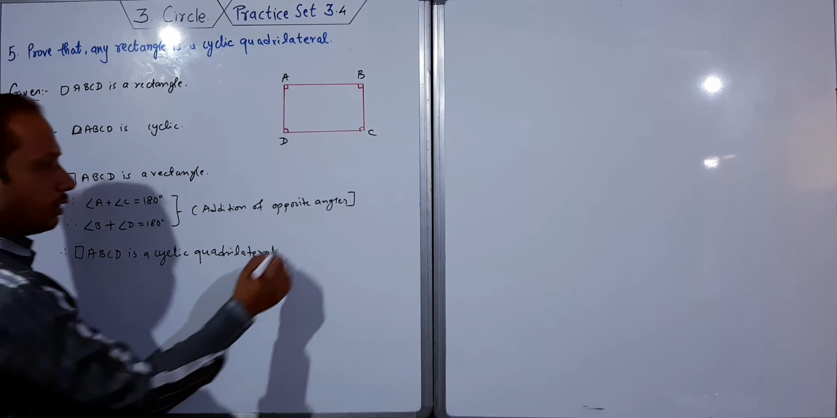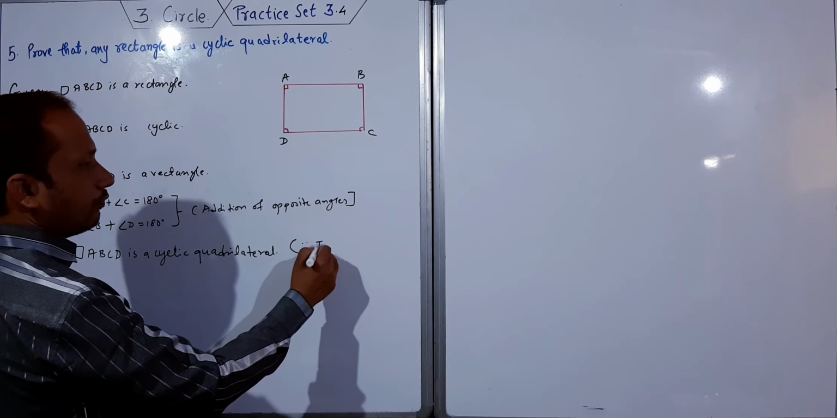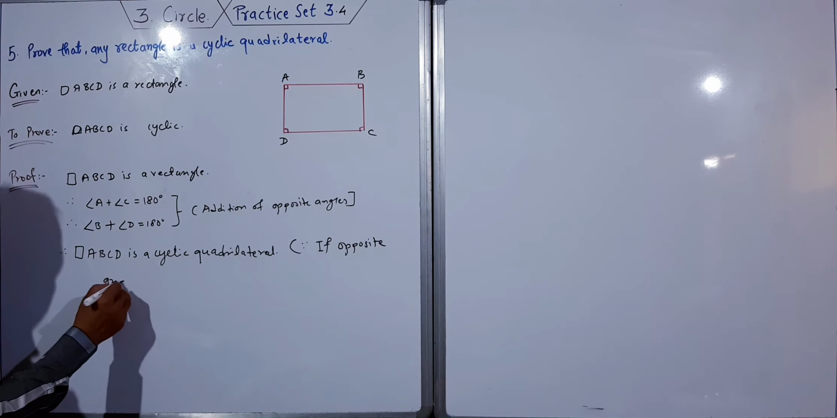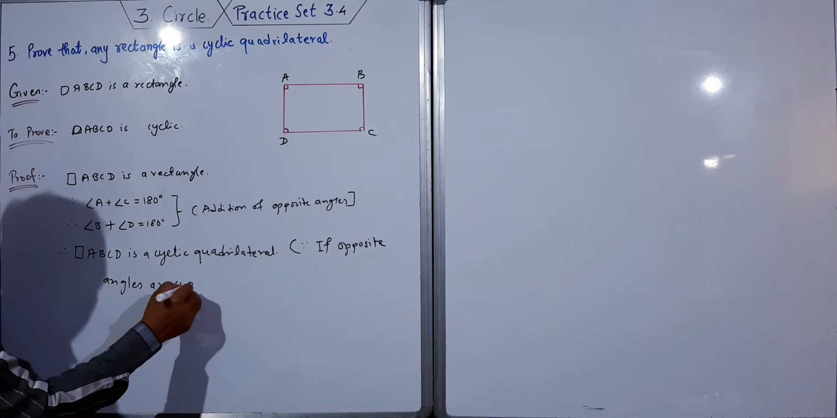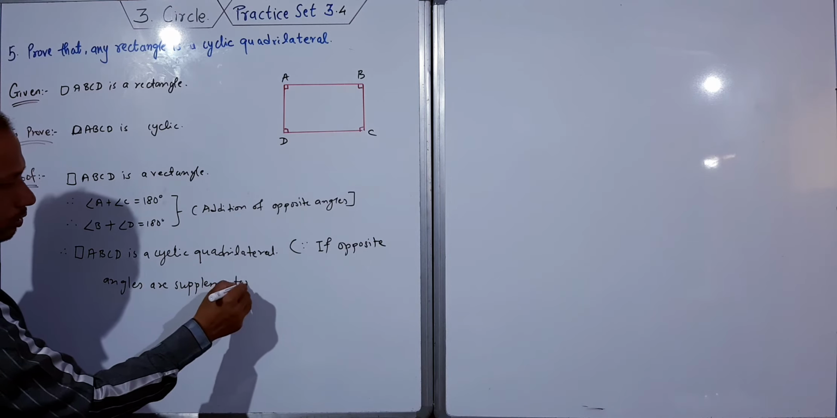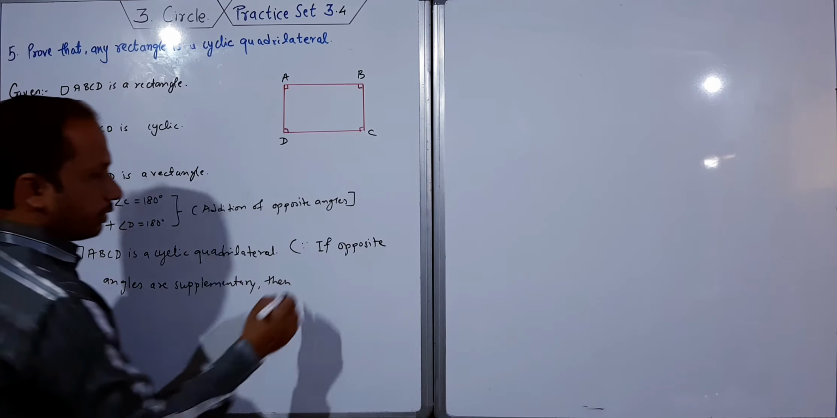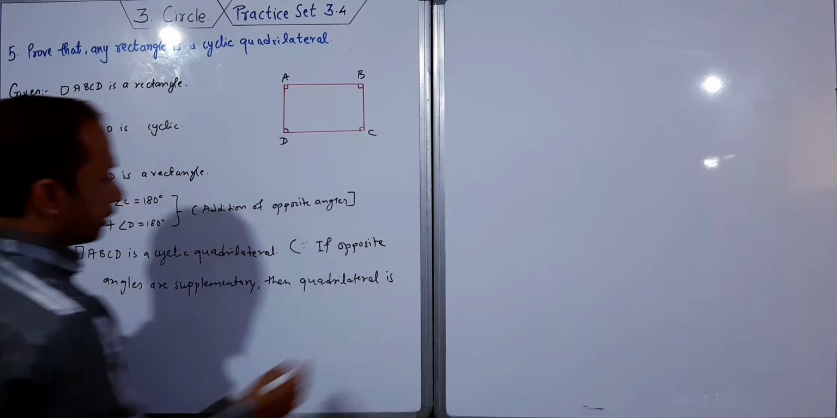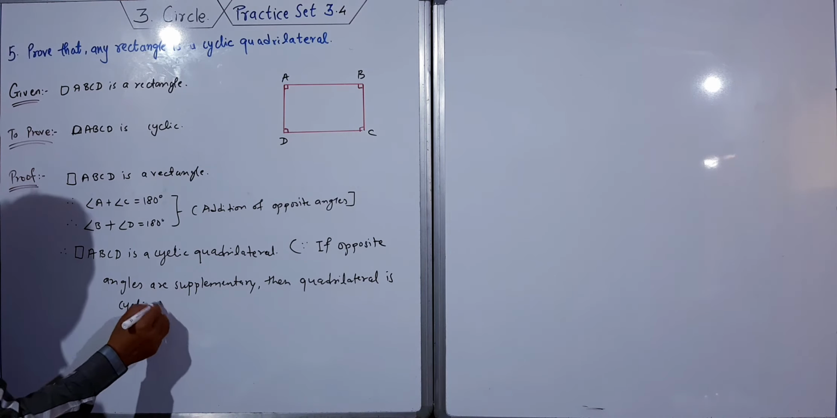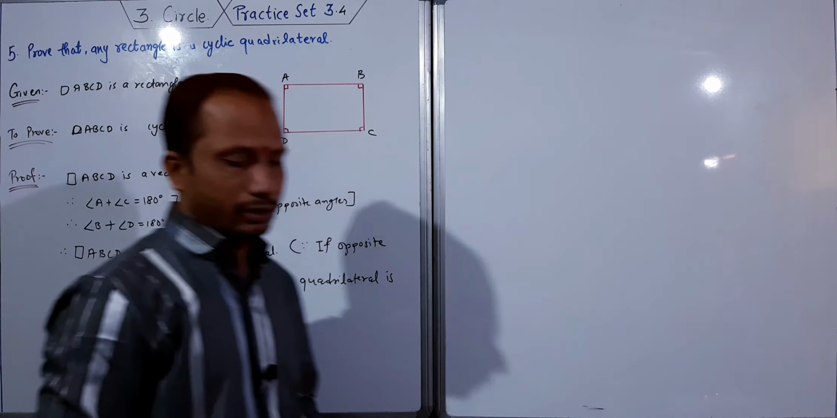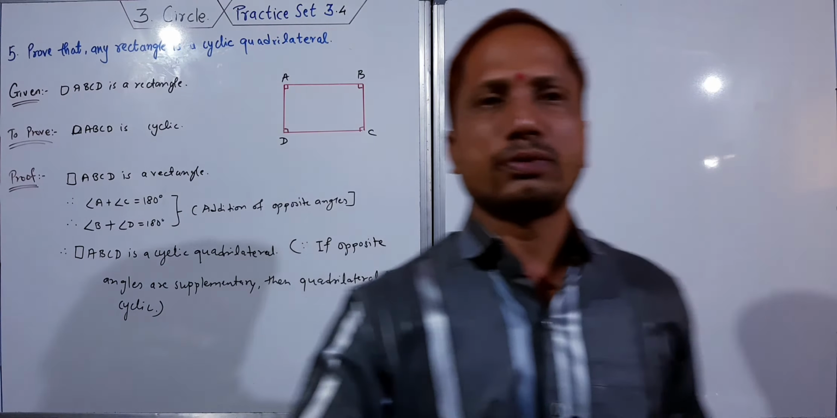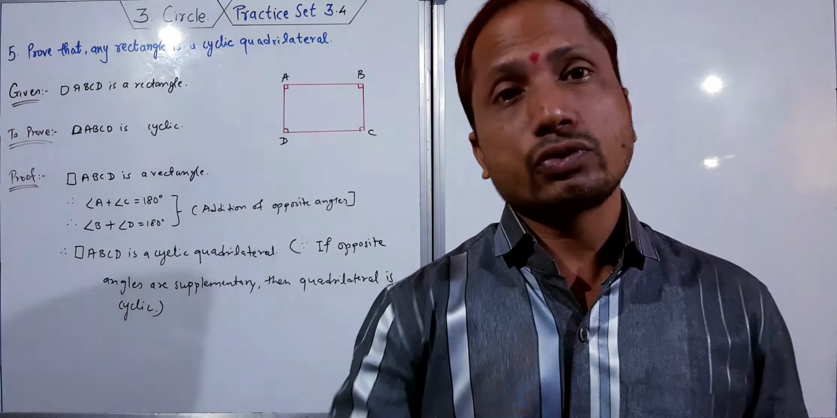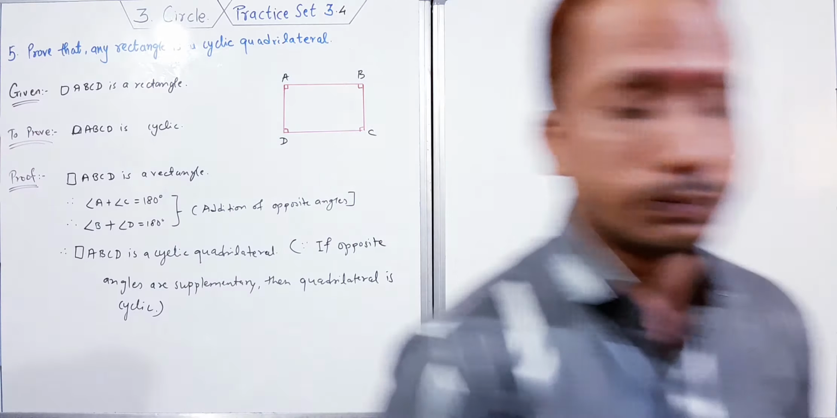The reason you can write is: if opposite angles are supplementary, then the quadrilateral is cyclic. You have to write a simple reason. Just very few things you have to write in this problem. You can easily solve this problem because it is very easy. So this is question number 5. We have solved it, and now we are going to solve question number 6.